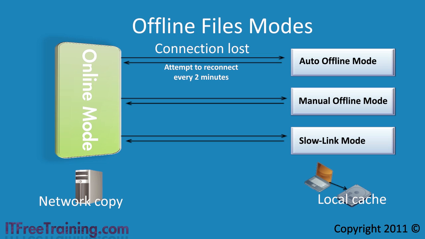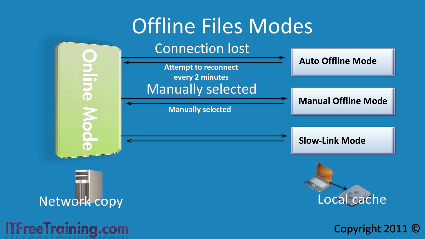The third mode is manual offline mode. This mode is selected by the user. When the user selects manual offline mode, the computer will start using the offline copy. The offline copy will be used until the user decides to switch back to online mode.